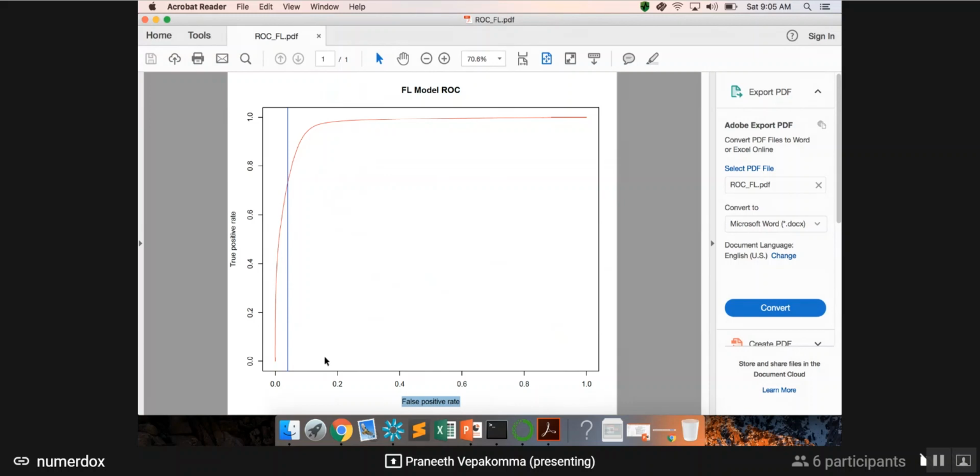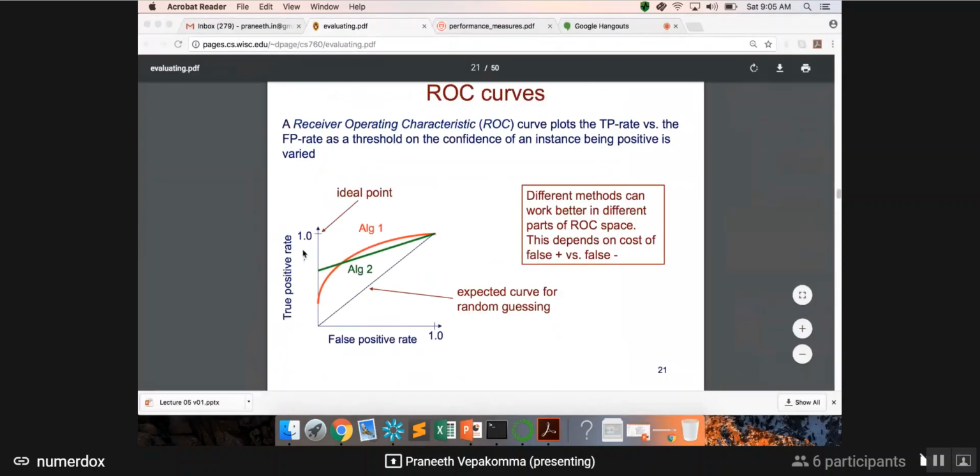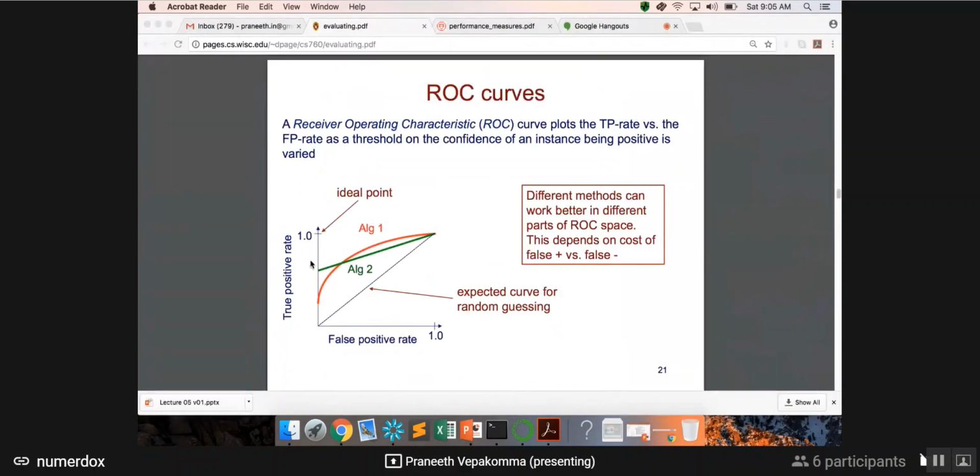But again, it is relative. Is this low enough, or do you want it lower? Or maybe you can still be okay with a higher false positive rate. Is this high enough, or do you want 95%? It depends on what problem you're looking at, right? Same thing here. Your x-axis is the false positive rate, y-axis is the true positive rate.